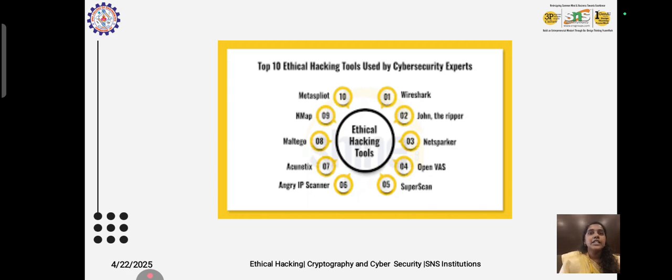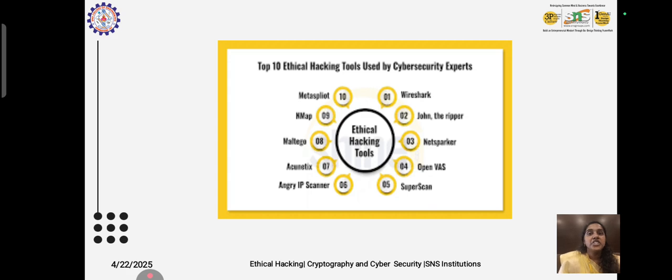Now let us see a few tools that are used by ethical hackers. Here are many tools. Let me mention a few among them. First is Nmap. Nmap is mainly used for network scanning and discovering open ports. Next is Metasploit. Metasploit is a powerful exploitation framework for developing and executing exploits.